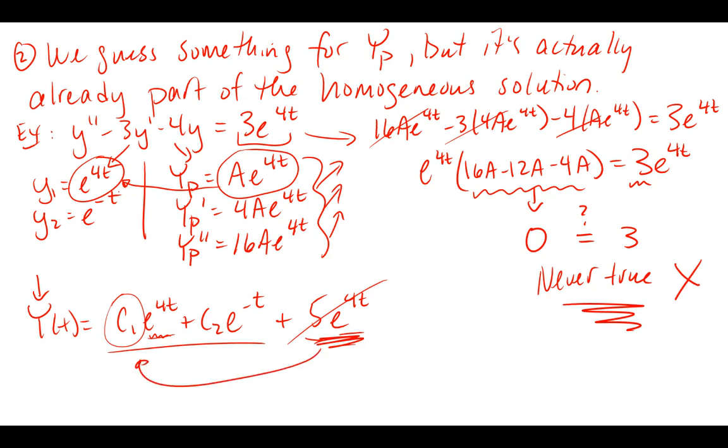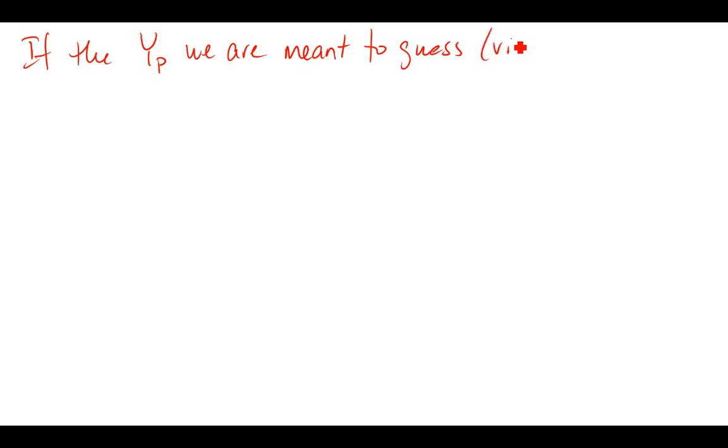Okay, so I think the lesson to be learned from this failed example is that if we are in this case, let me just get a clean slide here. So, if the YP we are meant to guess via the chart is part of the homogeneous solution.